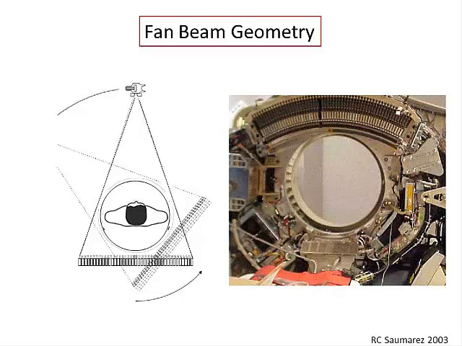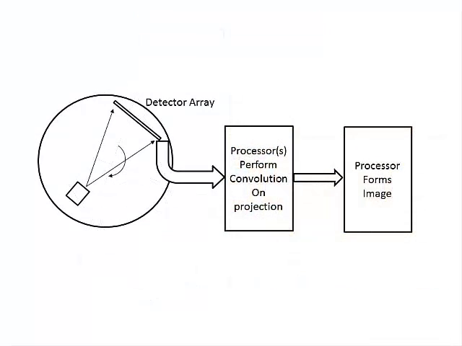CT scanning has undergone rapid and explosive development. The first major innovation was introduction of fan beam geometry, in which multiple rays could be measured simultaneously. Advances in microprocessor technology allowed multiple processors to back-end the detectors, which allowed rapid assimilation of data, reorganization of rays, and convolutions.